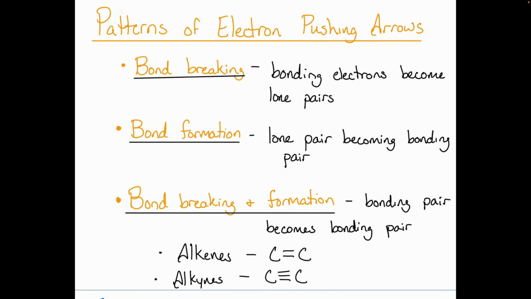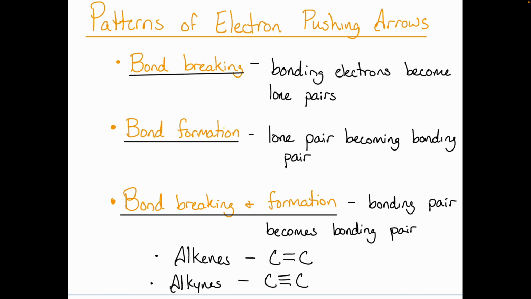And there's three patterns that we'll see over and over again. Bond breaking, where a bonding pair becomes a lone pair. Bond formation, when a lone pair becomes a bonding pair. Or we can have both breaking and formation in one. These are going to be unique to compounds that have carbon-carbon double or carbon-carbon triple bonds. And these are where our bonding pairs of electrons become other bonding pairs of electrons. Cool. All right.